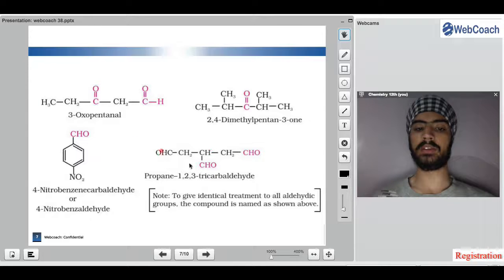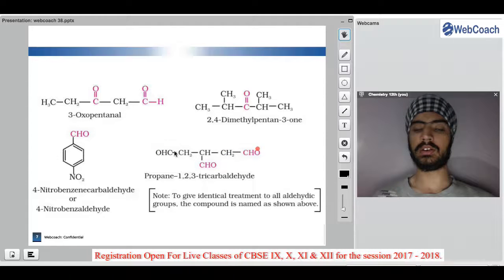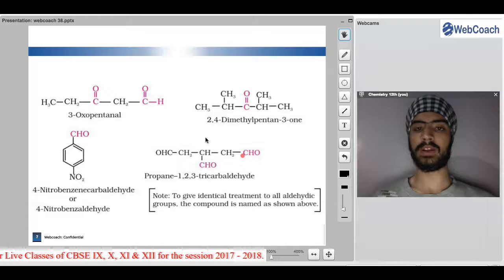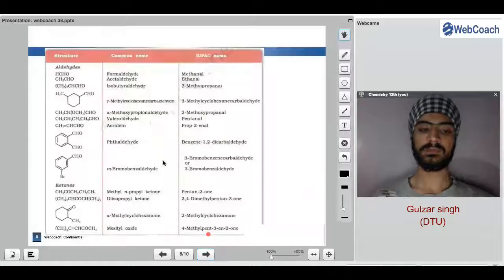carbaldehyde groups are the same, and we do not include them in the main chain because it is propane 1, 2, 3, and we have all the 3 groups attached to them. So we do not write pentane-2, pentan-3-al or etc. So we write propane-1,2,3-tricarbaldehyde.